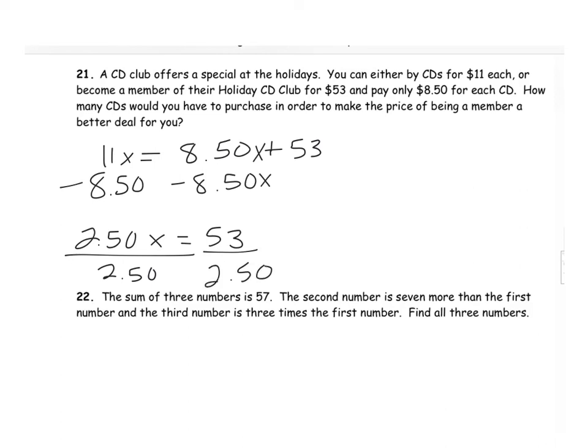And I'm going to use my calculator here. And I get 21.2, which tells me that if you buy 21 CDs, it's not a better deal. But after 21 CDs, it is a better deal. How many CDs would you have to purchase in order to make the price of being a member a better deal for you? Well, you can't buy 21.2, so you'd have to buy 22 CDs in order for it to be a better deal for you.